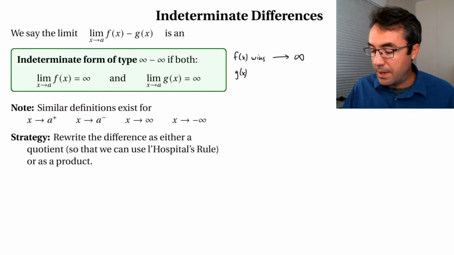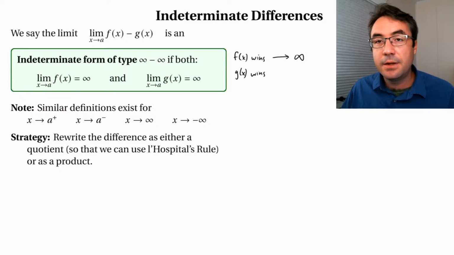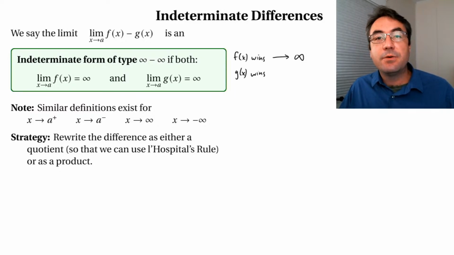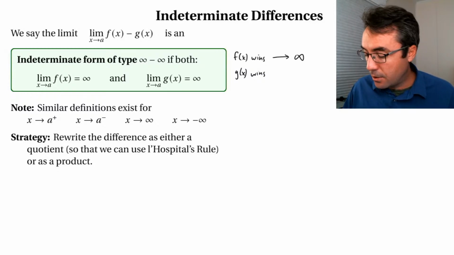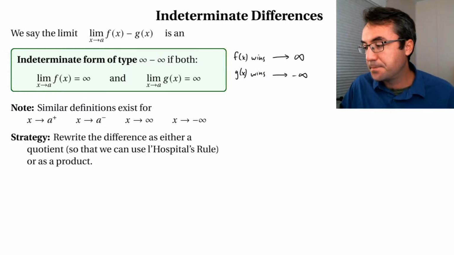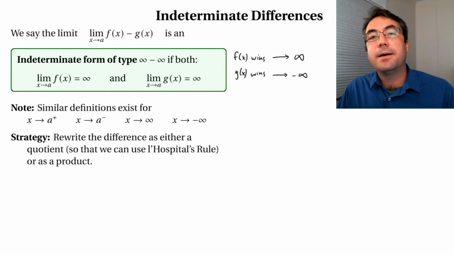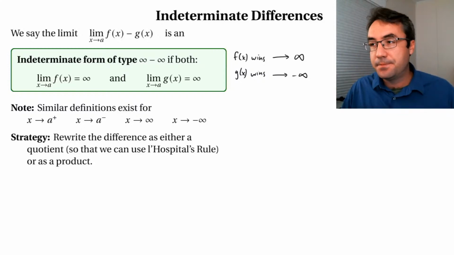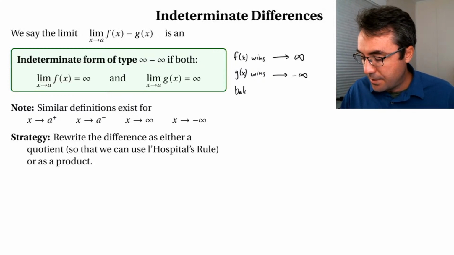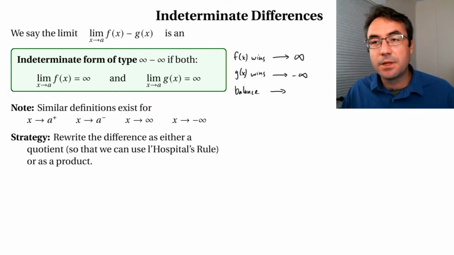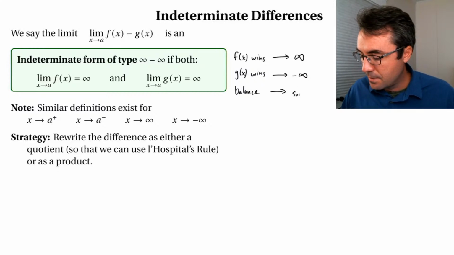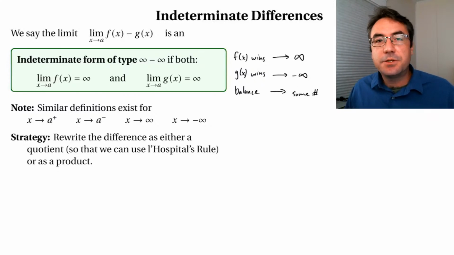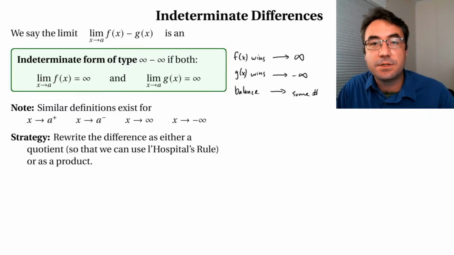Our second function could win. So g of x could win, and in that case, the whole result would want to go to minus infinity. Now there's another possibility, that the two functions balance out. In that case our limit would go to some number in between. So it's indeterminate because we don't know what happens. We have to investigate it a little bit further. It's a mystery.